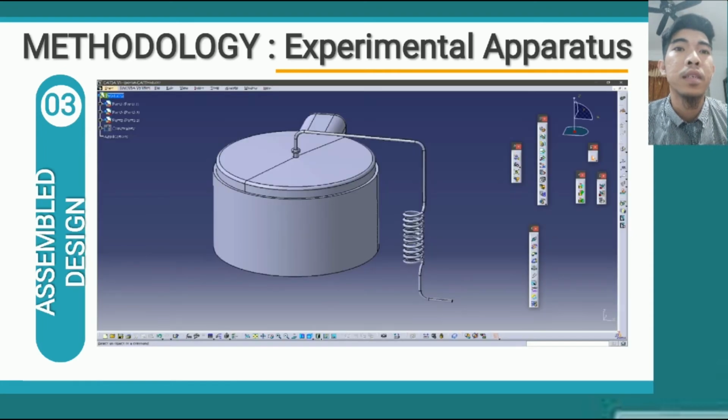Okay, this is the design that I made in CATIA. What I drew is the main part of this experiment, which is the pressure cooker connected with the copper tube. And as you can see, I made a coil, which can give more surface area and can produce more fresh water.